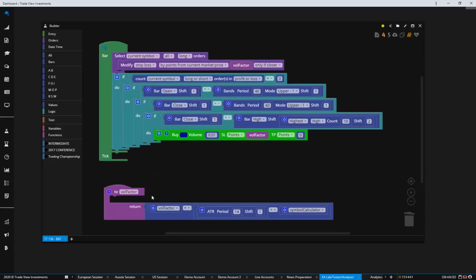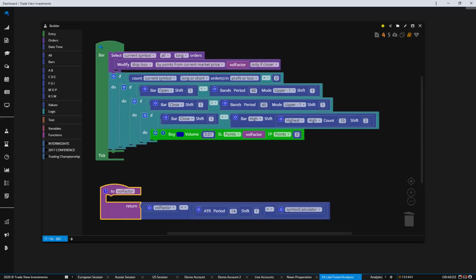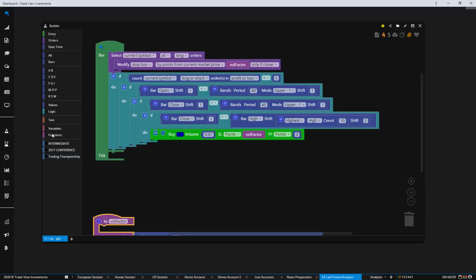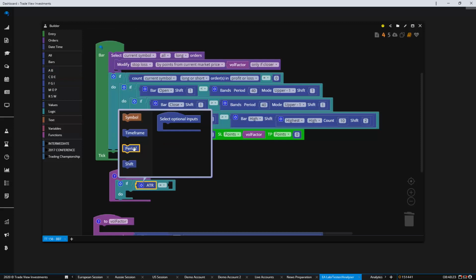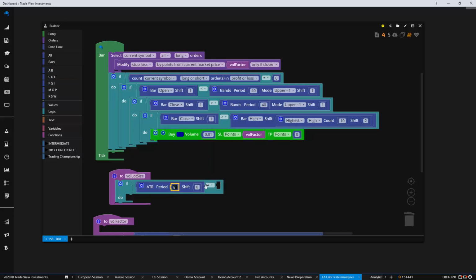Now there's just one last thing which we need to build together, and that will be our vol lot size. So let's go into functions, and then we're going to say, I'm going to call this vol lot size, and then we're going to say if the ATR, so basically if you remember on my final slide just before I closed it, we did our calculation. So we were going to say if the ATR period 5 shift 1, and again this could be changed however you like it really.